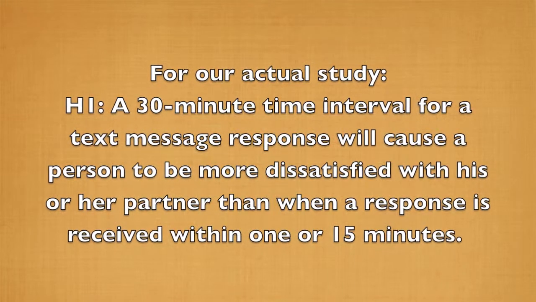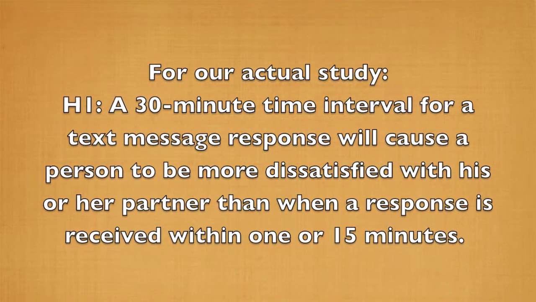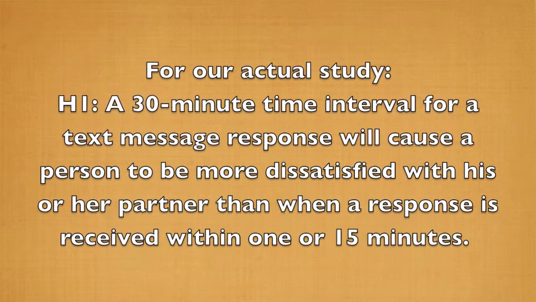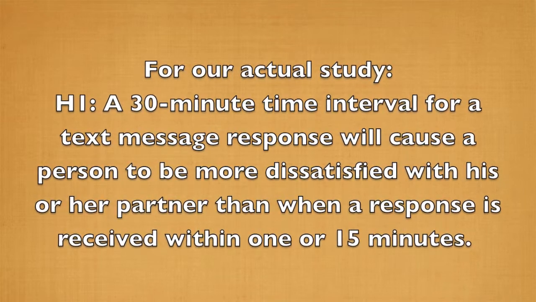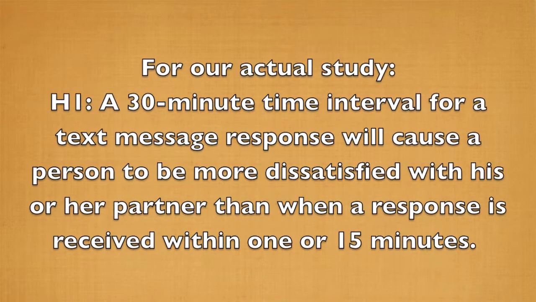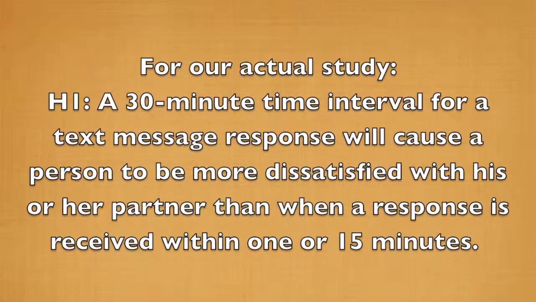For our actual study, we decided to test relationship satisfaction based on timing of text message response. Our hypothesis states that a 30-minute time interval for a text message response will cause a person to be more dissatisfied with his or her partner than when a response is received within 1 or 15 minutes. In our scenario, a couple has been together for 2 weeks and has this message exchange.